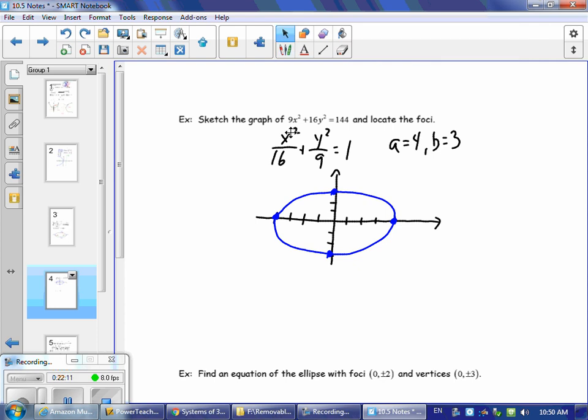And what we need to find is the foci. We need to find the c values. The c values are going to be the two foci within the ellipse there. And if you remember, the equation for that was c squared equals a squared minus b squared.